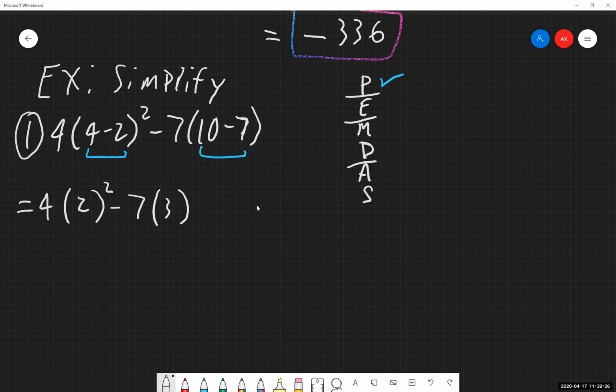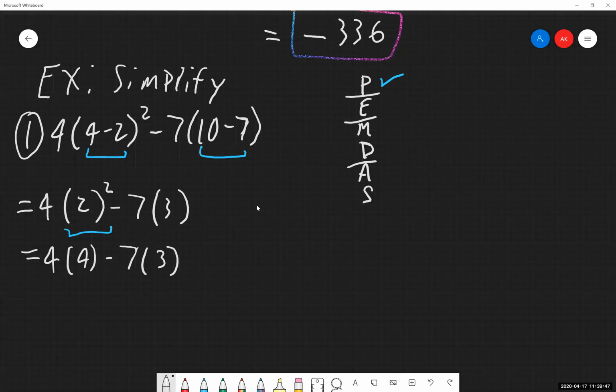Next thing, exponents. Well, I have this 2 up here, so I'm going to apply that. I have everything inside this set of parentheses being raised to the second power. So I have 2 to the second power, which is going to give me 4. Nothing else is happening, so nothing else in the problem should be changing.